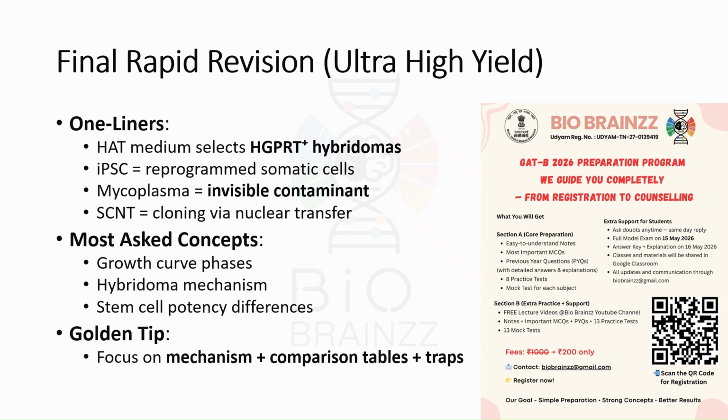This slide contains very short one-line points for quick revision. For GAT-B, HAT medium selects HGPRT positive hybridomas. iPSCs are reprogrammed somatic cells, and mycoplasma is an invisible contaminant. These one-liners are very useful for remembering key facts.